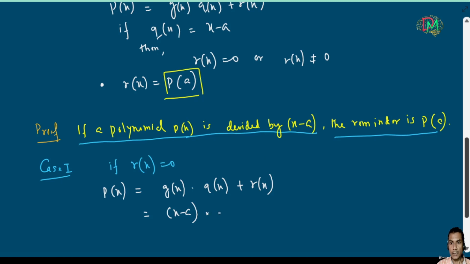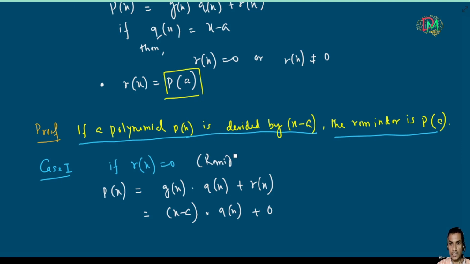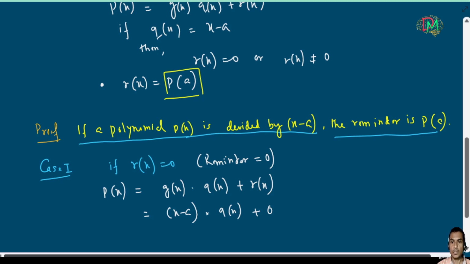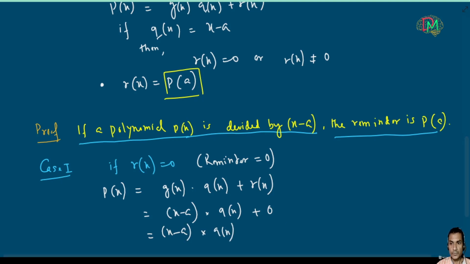Okay, and write down the qx here, plus it is 0. Why? Because we already considered that the remainder rx is 0. So it will be x minus a into qx. Done.